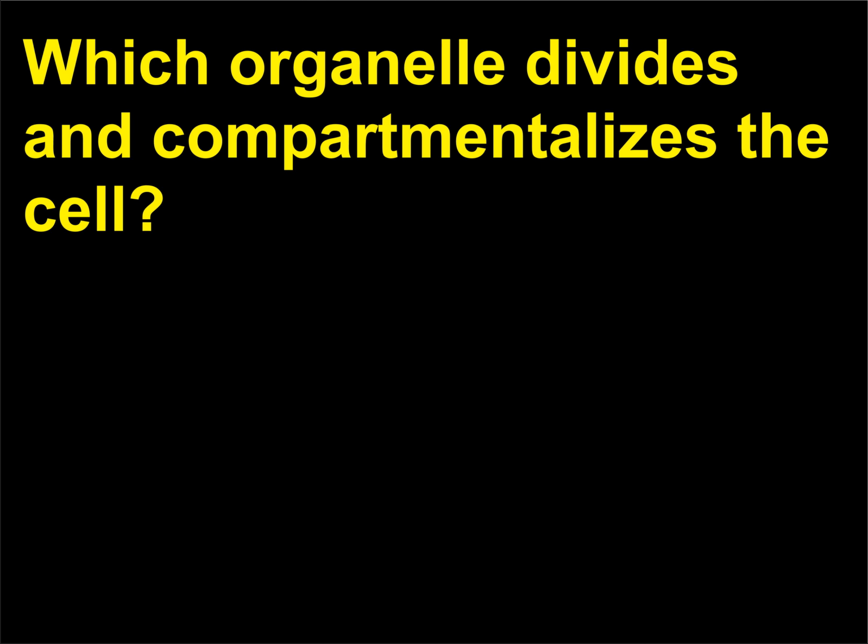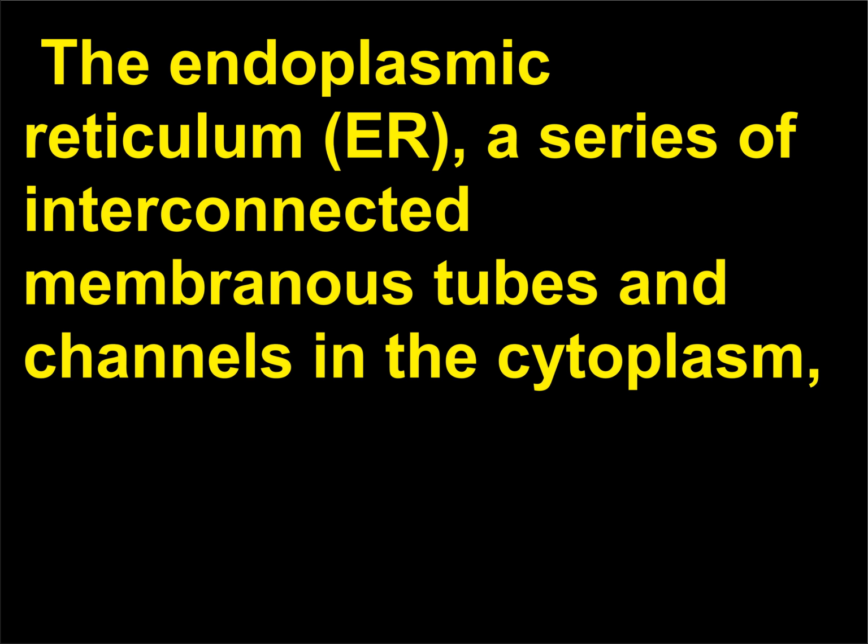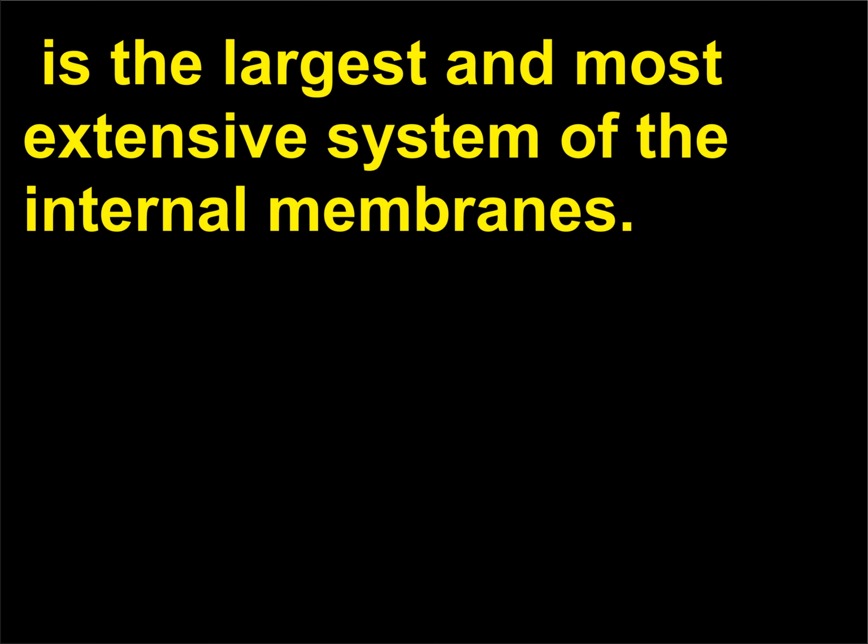Which organelle divides and compartmentalizes the cell? The endomembrane system, which fills the cell and divides it into compartments, is visible only through electron microscopy. The endoplasmic reticulum, ER, a series of interconnected membranous tubes and channels in the cytoplasm, is the largest and most extensive system of the internal membranes.